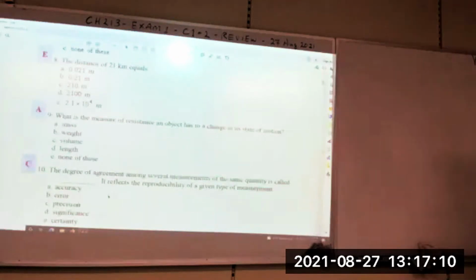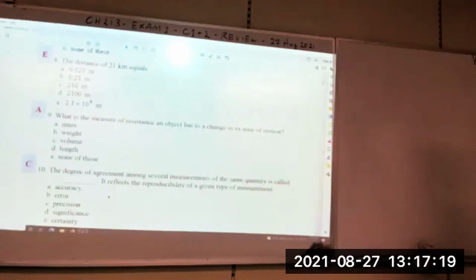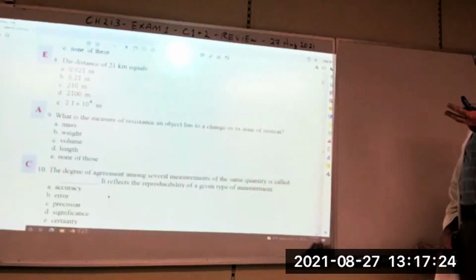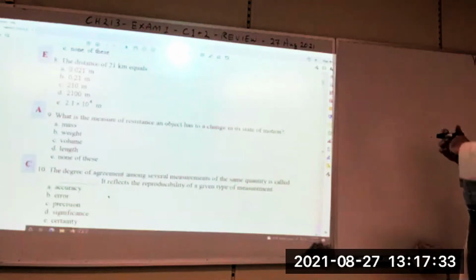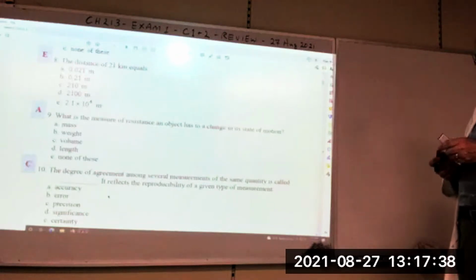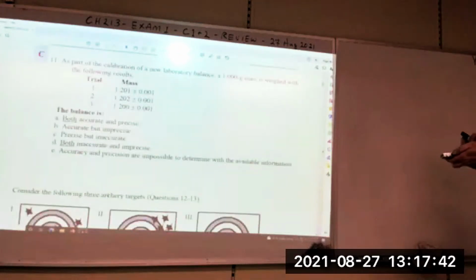Let's see. Oh, this is a good one. The degree of agreement among several measurements of the same quantity. So what we're doing here is we're saying, is it accuracy or is it precision? If you've got several measurements and you're saying how close are they to each other, that's precision. The other one, accuracy, is how close are you to the true value or the accepted value. Okay.